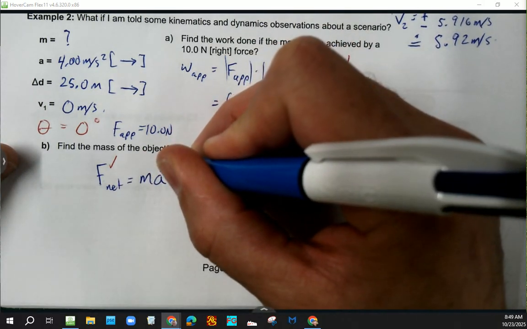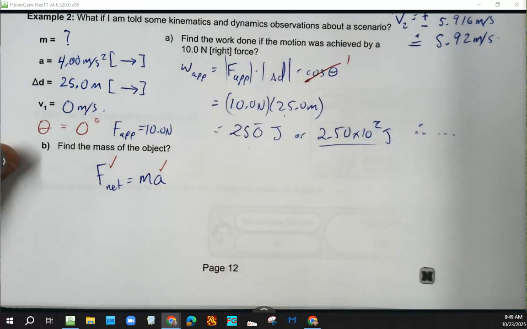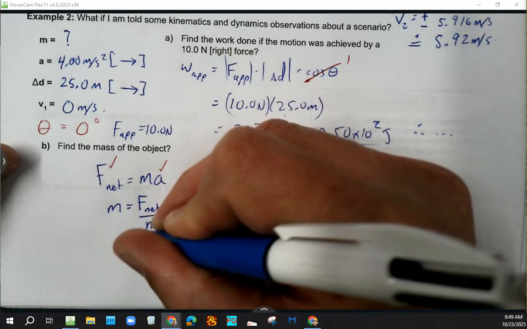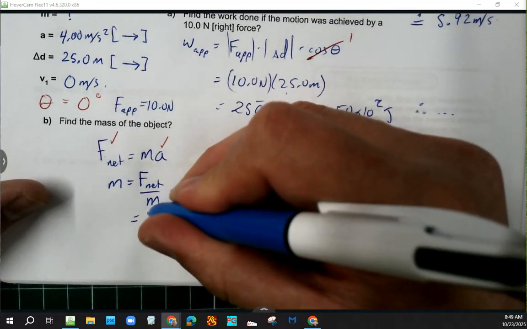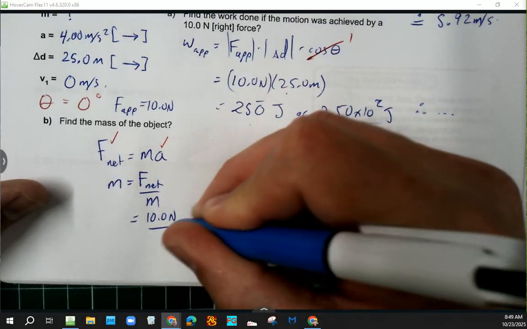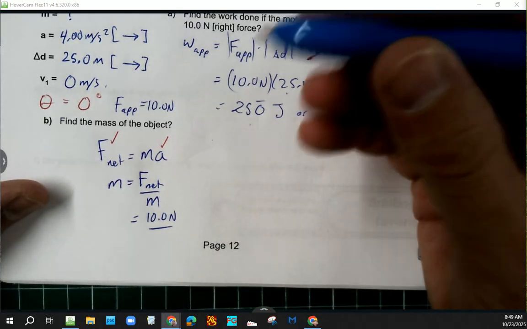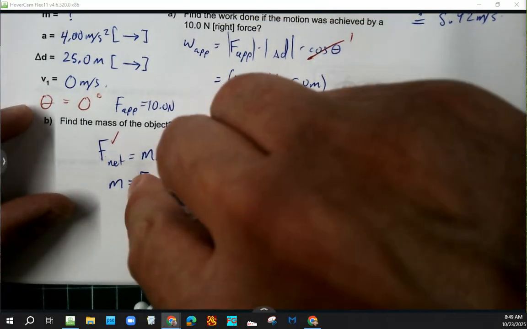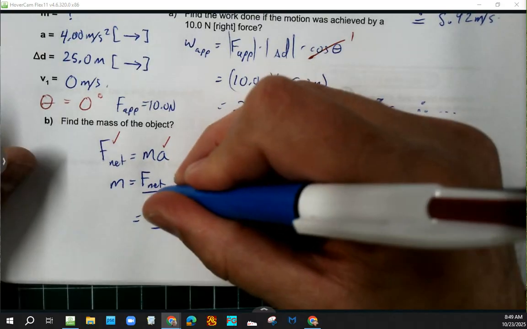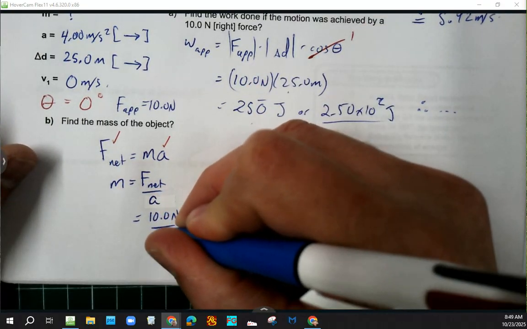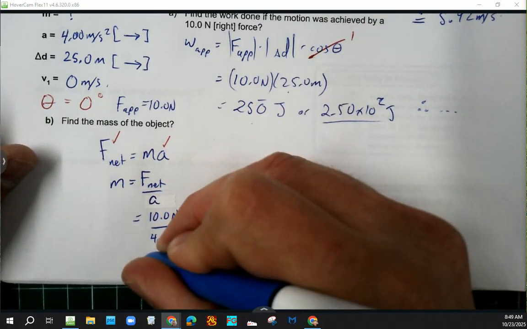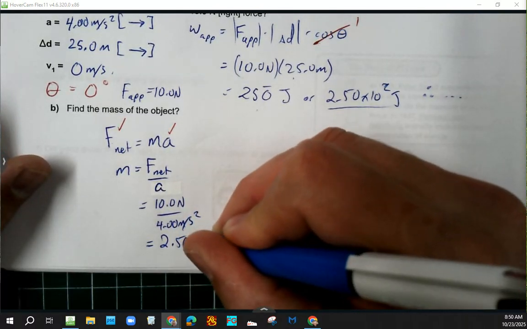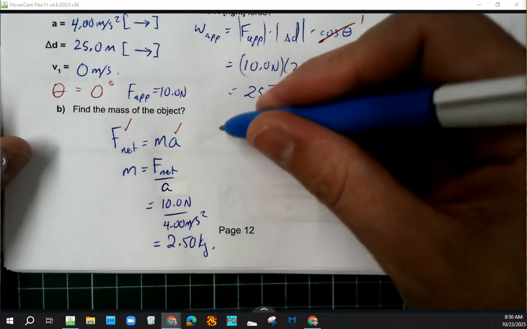We know the acceleration. We should be able to just rearrange. So F net over m, 10 newtons. Mass, 20, no, what was it? Oh, shucks. I don't even know what I was doing there. I conjured up another mass for no reason at all. The acceleration was 4.00 meters per second squared. And so we get 2.50 kilograms. And of course, we could write a therefore statement.